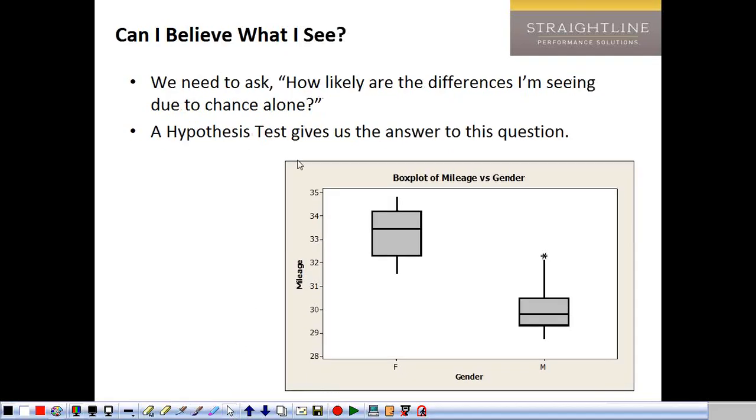Okay. And that's really the question. How likely are the differences? A statistician would say it this way: how likely are the differences I'm seeing due to chance alone? That's what a statistician would say. I like the more vernacular. Can I believe what I'm seeing in either a plot or a table? All right. So a hypothesis test gives us the answer to this question.